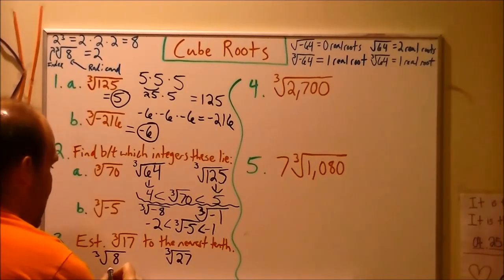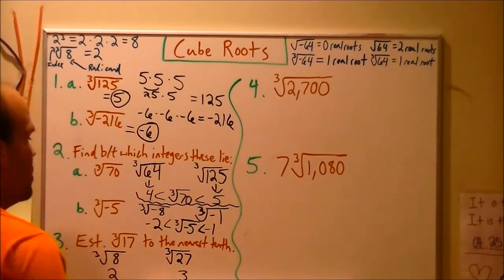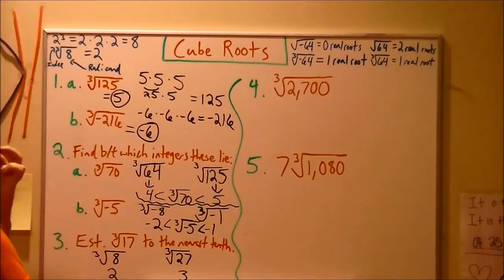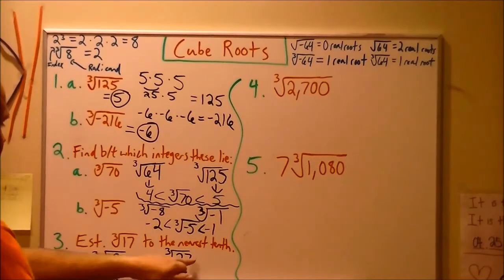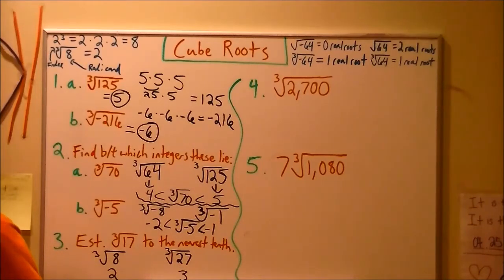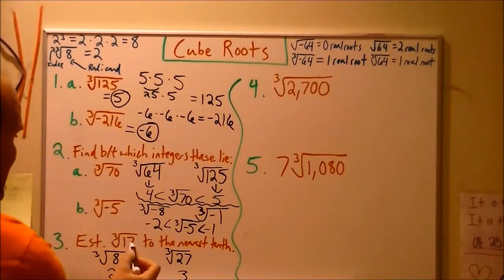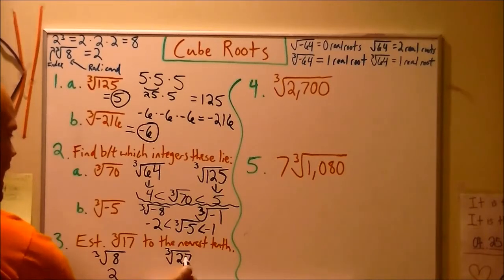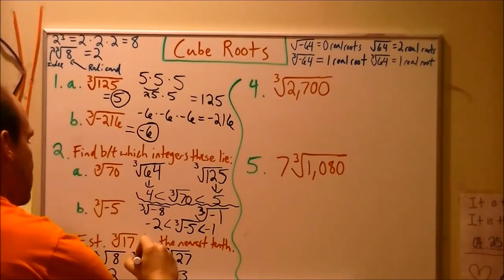perfect cubes. And I know that the cube root of 8 is 2, and the cube root of 27 is 3, because 2 times 2 times 2 gets me to 8, and 3 times 3 times 3 gets me to 27. And look, the cube root of 17. 17 falls between 8 and 27. So I know that I'm on the right track.